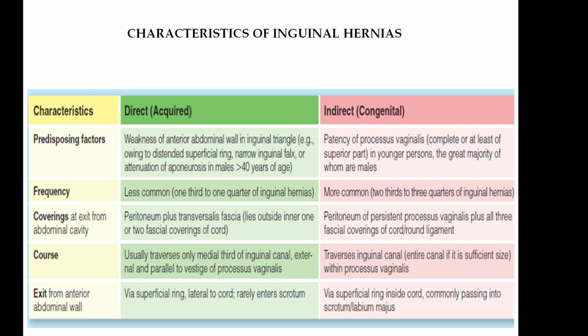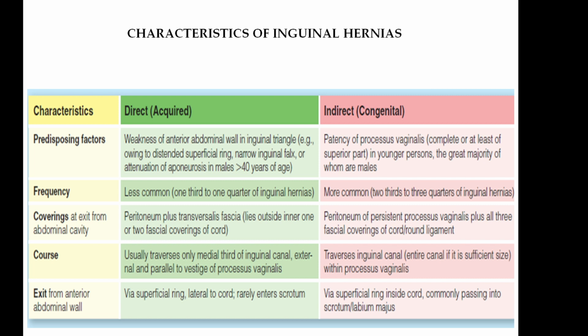Owing to a distended superficial ring, narrow inguinal falx, or attenuation of the aponeurosis in males over 40 years of age. And predisposing factors in indirect hernia: patency of the processus vaginalis, complete or at least of the superior part, in younger persons, the great majority of whom are males. Frequency. Direct hernias are less common, 1/3 to 1/4 of inguinal hernias.